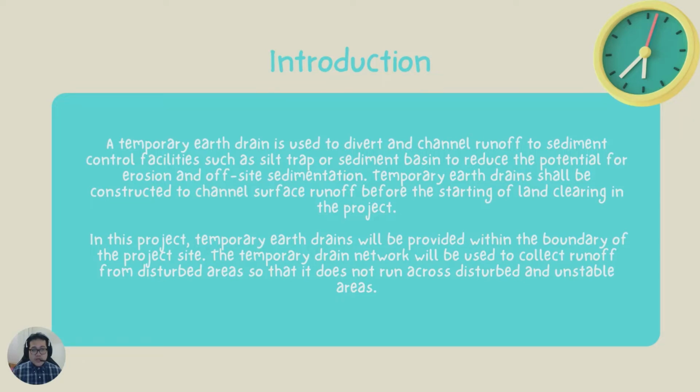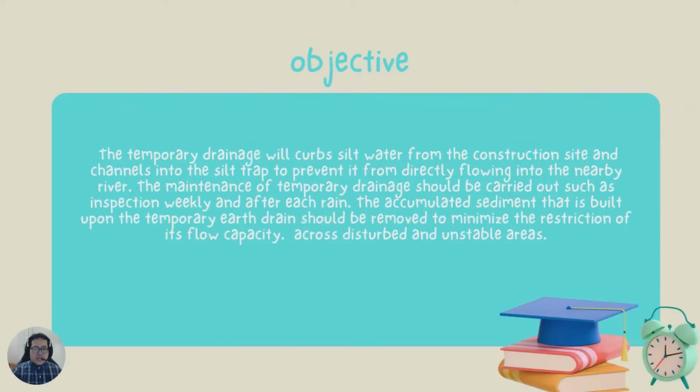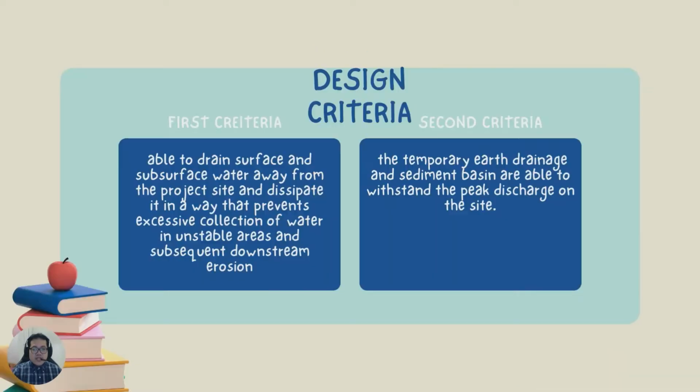The temporary drain network will be used to collect runoff from the disturbed areas so that it does not run across disturbed and unstable areas. So the objective is, the temporary drainage will curb silt water from the construction site and channel it into the silt trap to prevent it from directly flowing into the nearby river. The maintenance of temporary drainage should be carried out, such as inspection weekly and after each rain. The accumulated sediment that is built up in the temporary earth drain should be removed to minimize the restriction of its flow capacity.